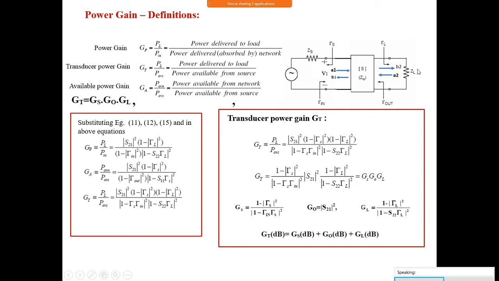This is the input impedance of some other network. For example, this is 50 ohm, and this is also 50 ohm, fixed. If you take 50 ohm, 50 ohm, we do not get the required gain. 4 dB I want, but 0 dB is coming. So what we have to do now, we have to insert a network here.